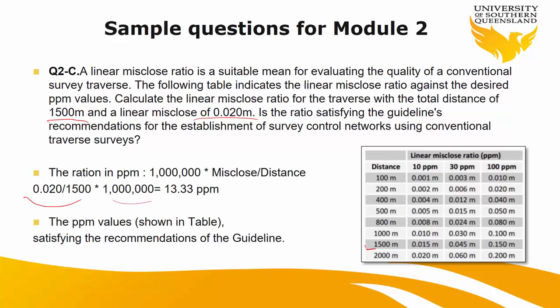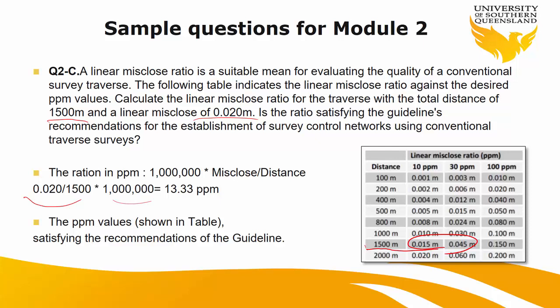So this is 1500. You can see I have columns and I've got the rows. In the columns I've got the ppm and in the rows I've got the distance. So you have to intersect them and see whether you meet the criteria or not. Do I have any 13? No. So you have to use interpolation, and try to find out whether it's actually within these two numbers or not.